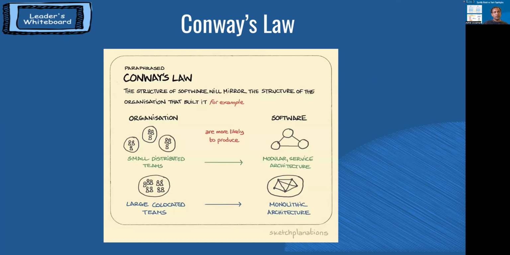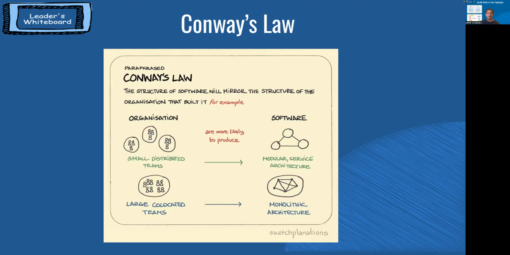In the first example, if you look at the diagram, you'll see here is a small organization with small distributed teams. You will see the system that they develop is more likely to produce a modular service-oriented architecture. Each team is trying to handle their own module. So the system structure is reflecting the team structure. That's the whole idea of Conway's law.